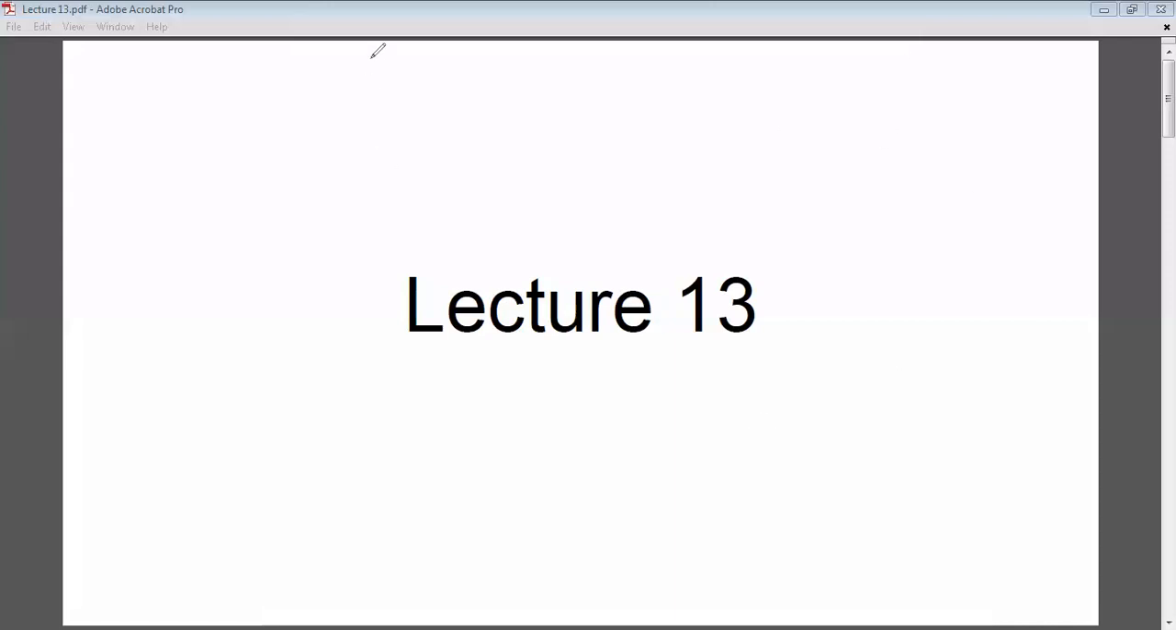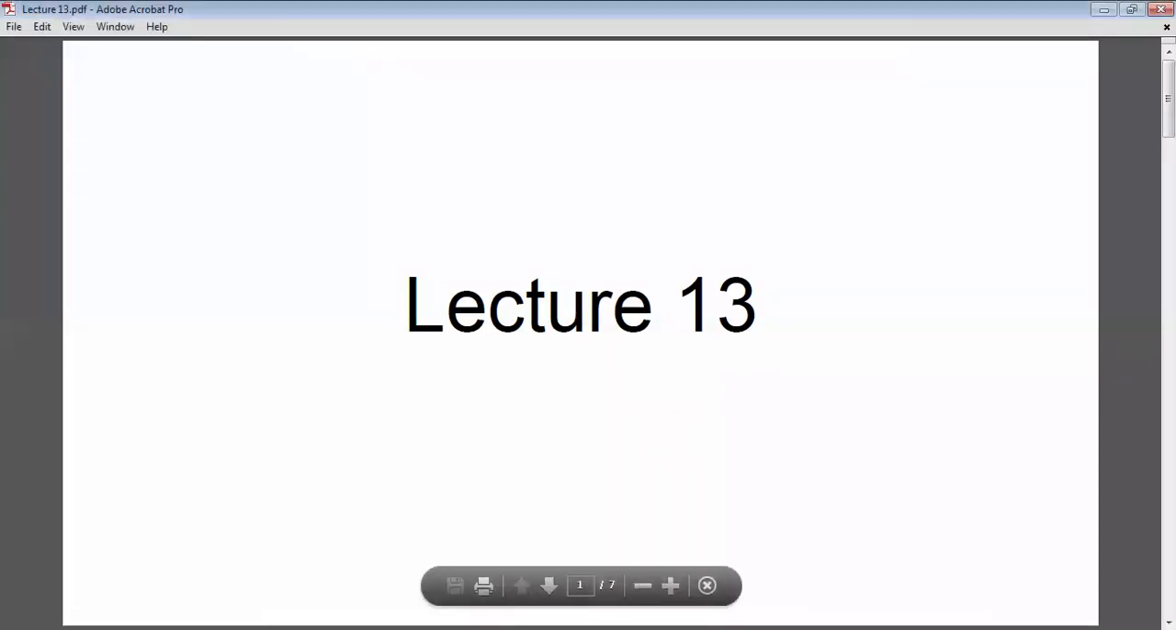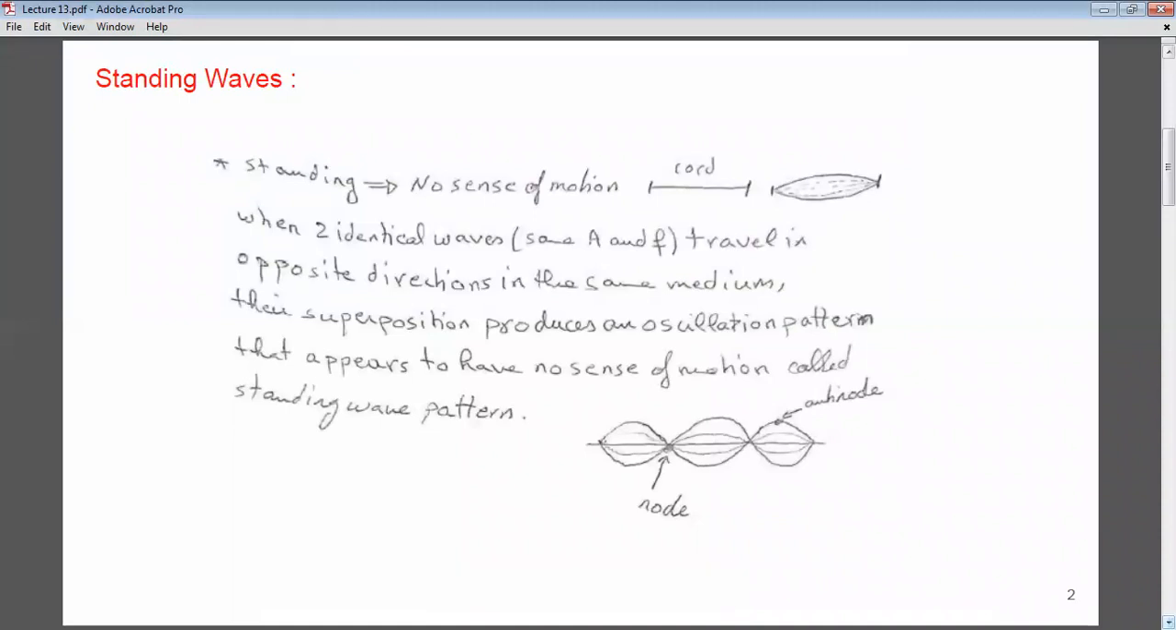Today we are going to talk about one particular case, which is two waves that are identical. That is, they have the same A and the same F, and they are traveling in opposite directions in the same medium. And we will find out.